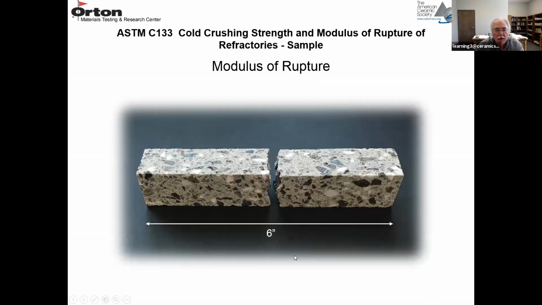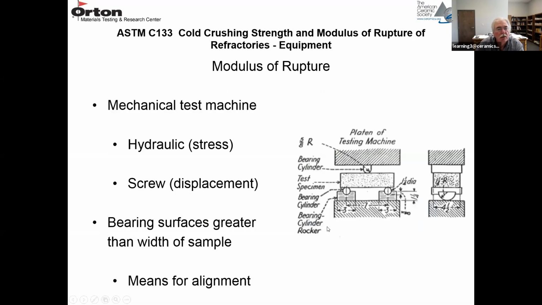This is what a broken bar looks like. This is a 1 by 1 by 6 inch bar. And these are diamond cut surfaces, and you can see that it's not a polished surface, it's just diamond cut, but you can see the different types of coarse aggregate in the ceramic matrix.